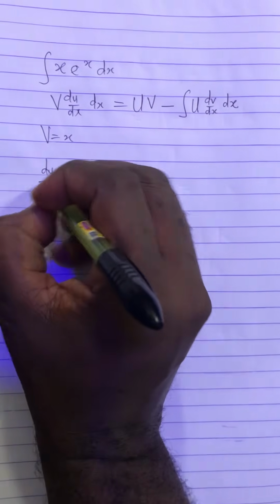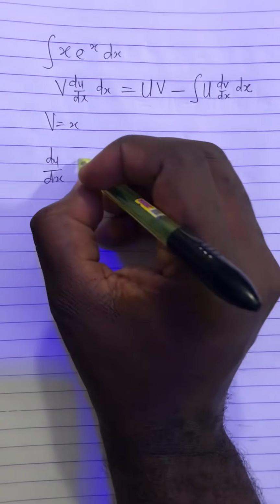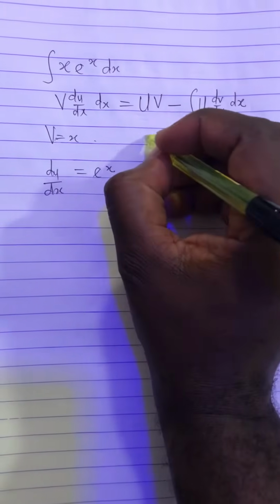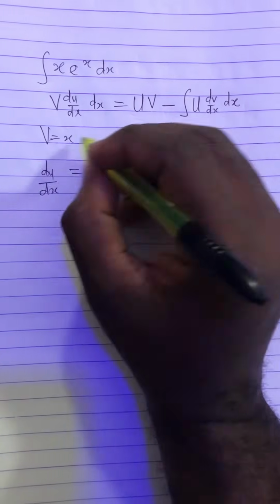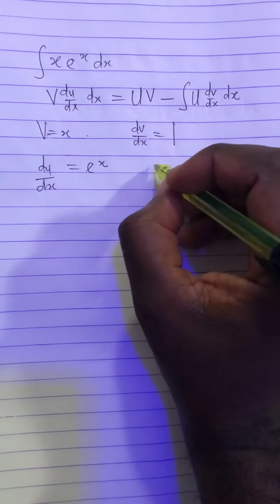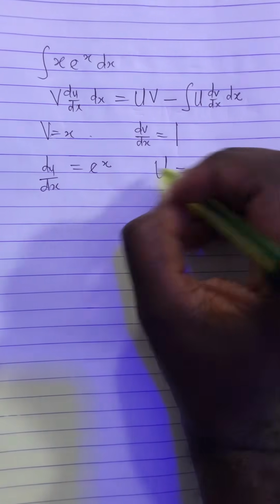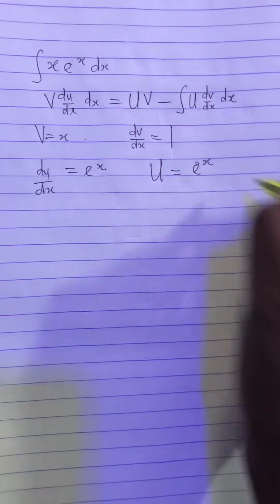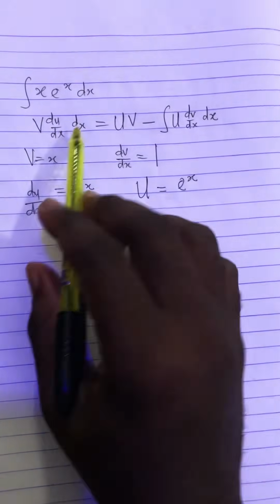And du dx equals e raised to power x. Now don't forget we need to find dv dx. If v is x, dv dx means differentiate x, you're going to have 1. And du dx, you need to find u. To get u from du dx, you need to integrate e raised to power x, you're still going to have e raised to power x. Now let's apply the formula.